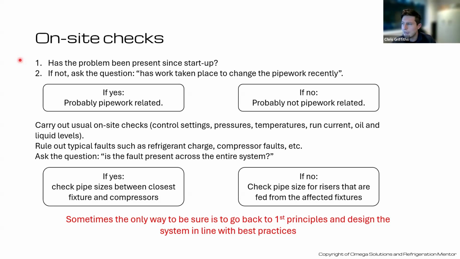You carry out your normal checks. So check your control settings, your pressures, your temperatures, your run current, your oil, liquid levels. Go back to what we spoke about earlier. Check the evaporating temperature of some of the display cabinets, and then check it at the compressor. See how much of a difference there is, how much pressure drop is there. If it is an excessive amount, it's probably a pipe size issue, or you'd have a restriction somewhere. You're not likely to get a restriction in the suction pipe. So it's probably the suction pipe itself that is the issue.